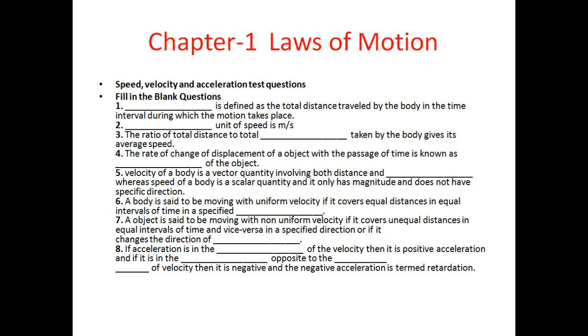Okay, so let's read out this question again. An object is said to be moving with non-uniform velocity if it covers unequal distance in equal interval of time. So what is written here? Unequal distance in equal interval of time, that is known as non-uniform motion, and vice versa in a specified direction, or if it changes the direction of motion. Okay, the answer here will be motion.